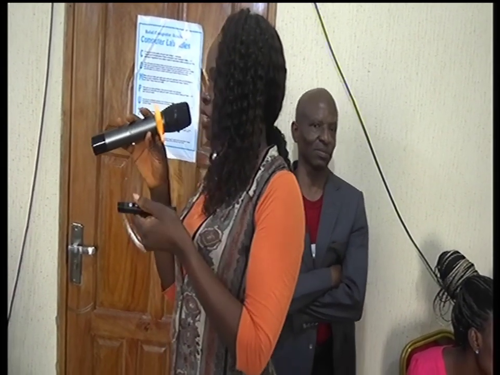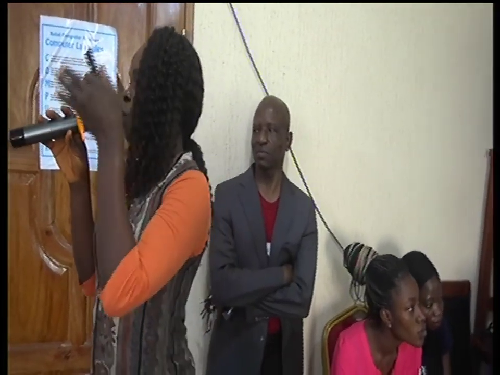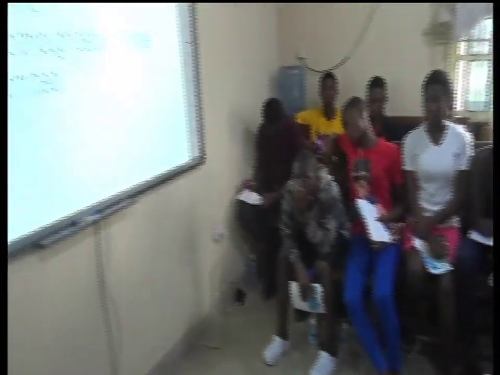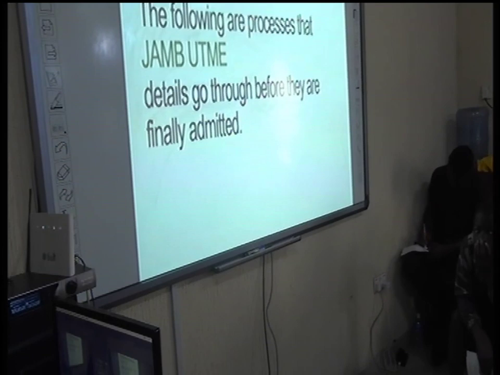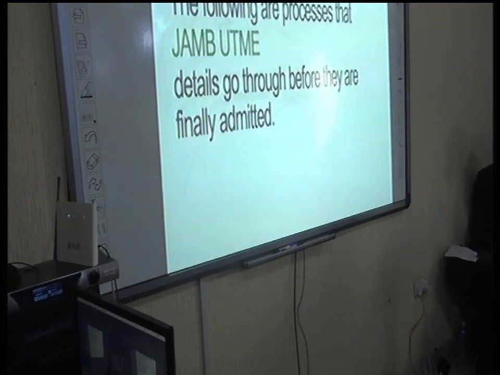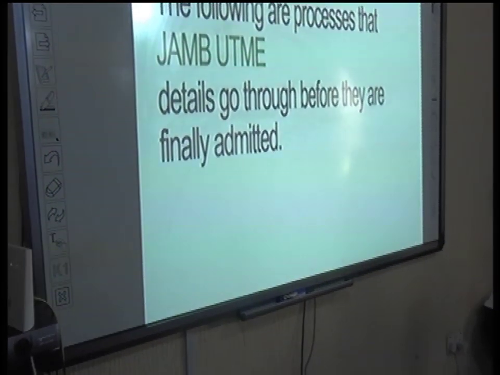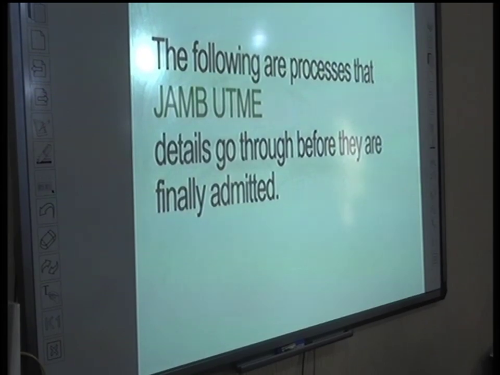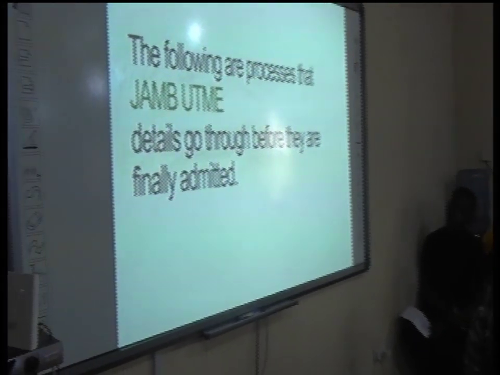Same with every institution. The institutions are called the stakeholders. They make use of CAPS to admit you. And there are processes. It's a process. It follows from knowing the numbers of candidates that they are supposed to admit, checking the cutoff mark, and every other thing that has to do with the candidate. Now, the following are the processes that JAMB UTME candidates go through before they are finally admitted. Some of you think that after writing your JAMB exam, you just get your admission once. No way, it's not like that. There are processes, and you have so much part to play. You have a role to play here. So let's see what the processes are now.